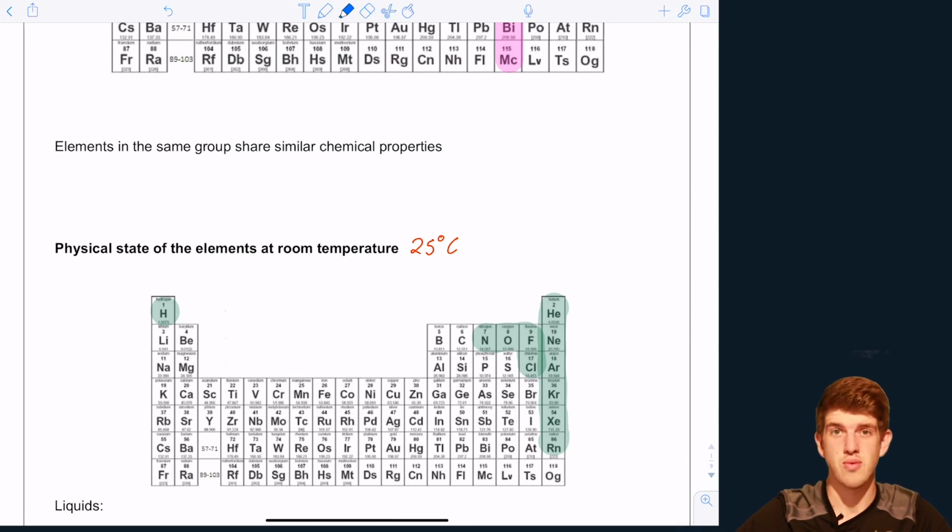Our liquids are going to be the most important one for your exam, because there are only 2 elements that exist as liquids at room temperature. And those are going to be bromine and mercury. So if I was going to ask you a question, I would give you 4 random elements and say which one of these is a liquid at room temperature. And one of the answer choices will usually be bromine or mercury.